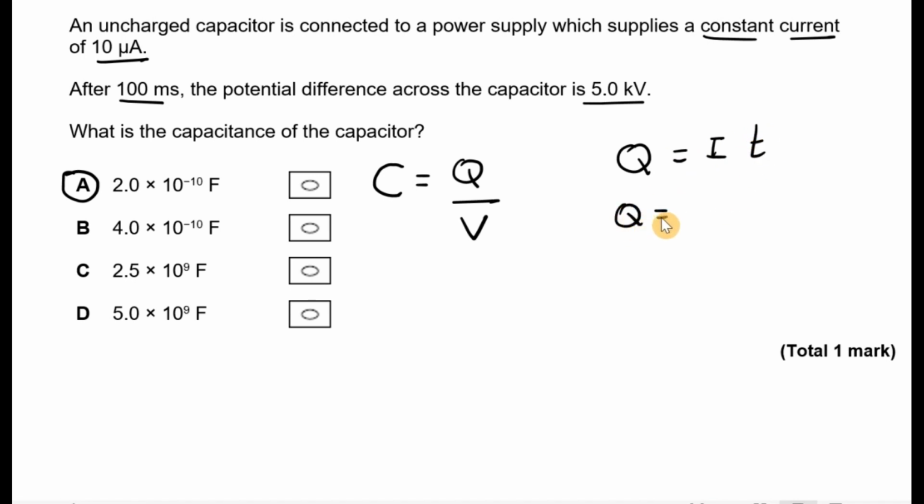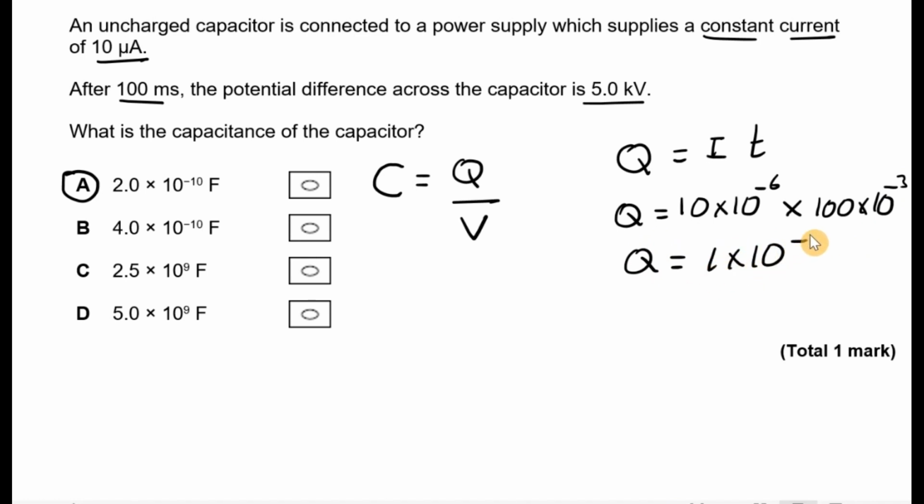Now, that means my charge is going to be equal to my constant current, which is 10 times 10 to the minus 6 amps, multiplied by the time, which is 100 milliseconds, or 100 times 10 to the minus 3 seconds. That gives me a charge of 1 times 10 to the minus 6 coulombs.